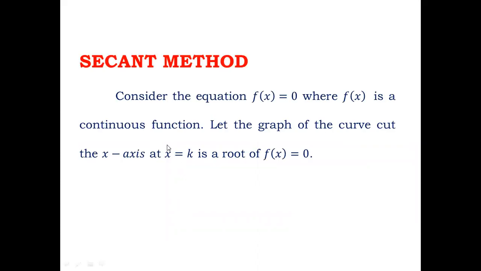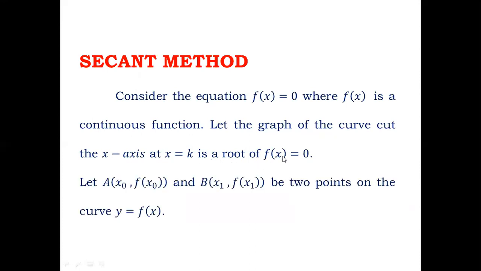For the secant method, we consider the equation f of x equals 0. The function may be any type: algebraic, trigonometric, logarithmic, exponential. In general, we are considering the equation f of x equals 0, where f of x is a continuous function. Let the graph of the curve cut the x-axis at x equal to k, a root of the equation f of x equals 0.